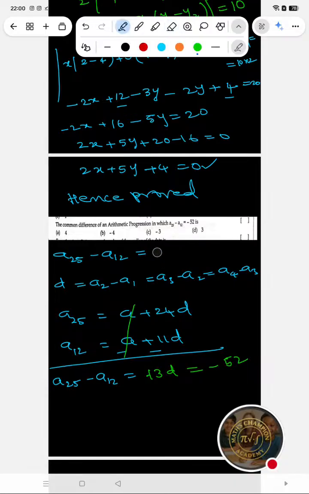A25 minus A12 is minus 52, so it is equal to 52. Then D is equal to minus 52 by 13. How much? 13 4s are 52. So that is minus 4. Is minus 4 an option there? Yes, that is B. B is the answer.